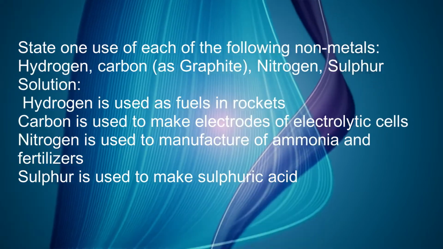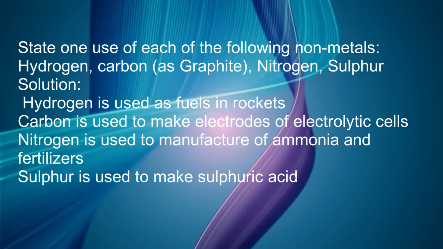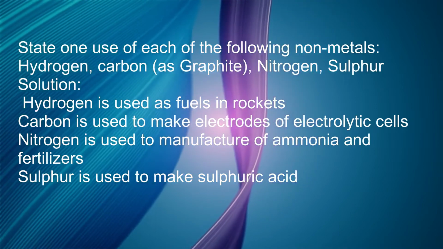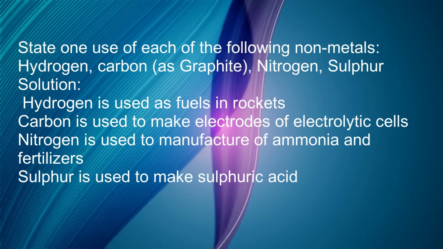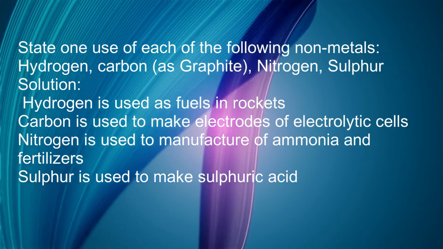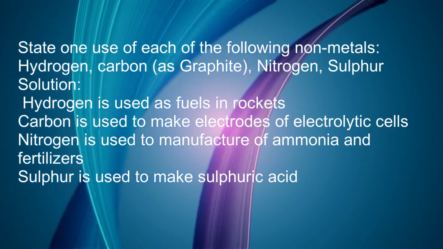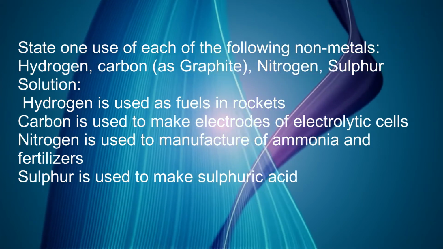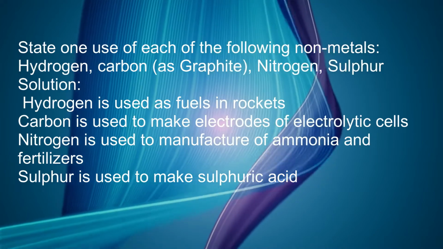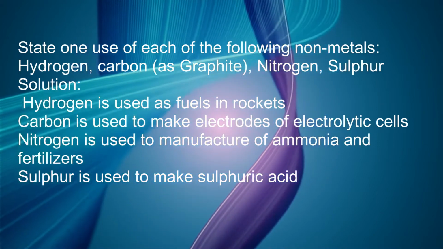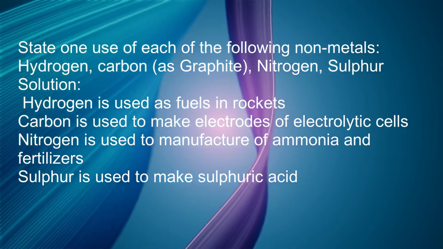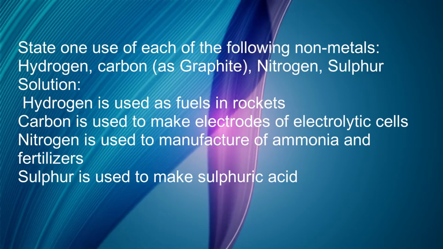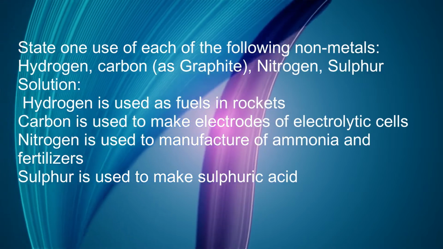State one use of each of the following nonmetals: hydrogen, carbon as graphite, nitrogen, sulfur. Solution: A. Hydrogen is used as fuel in rockets. Carbon is used to make electrodes of electrolytic cells. Nitrogen is used to manufacture ammonia and fertilizers. Sulfur is used to make sulfuric acid. B. Mercury is used in thermometers.